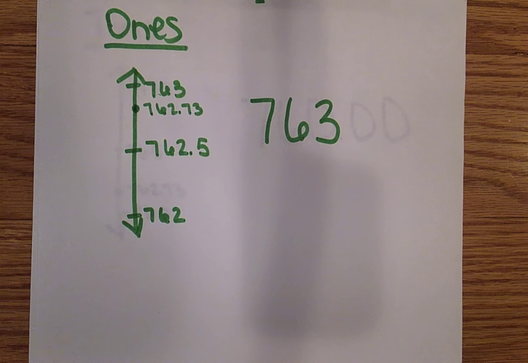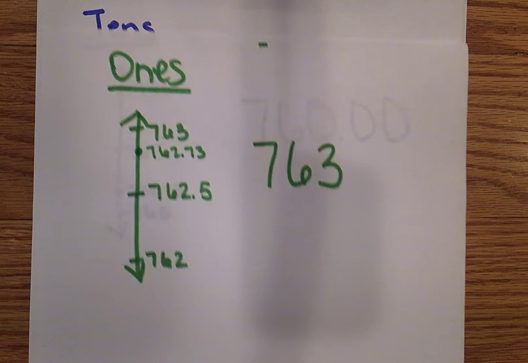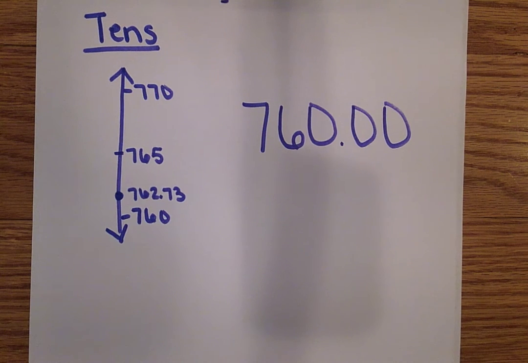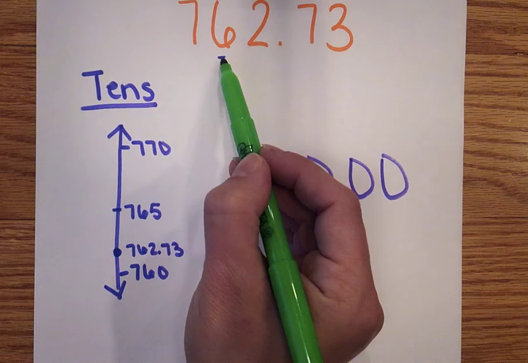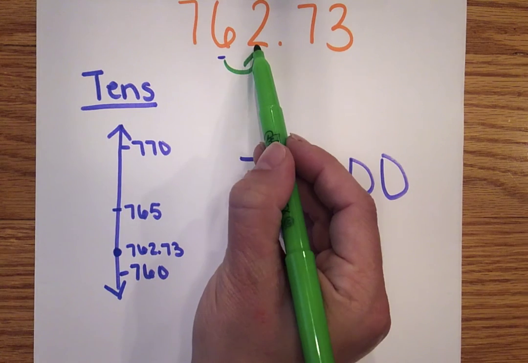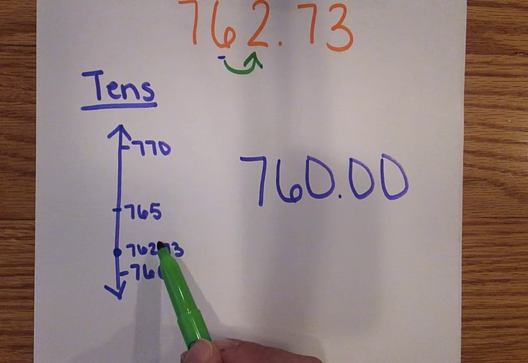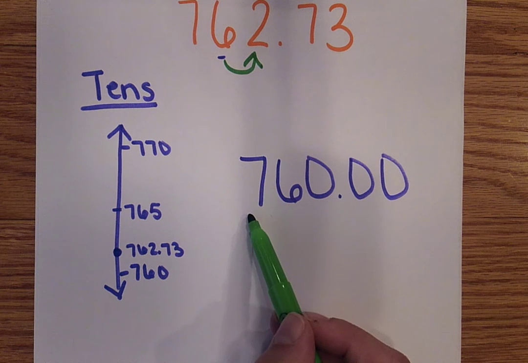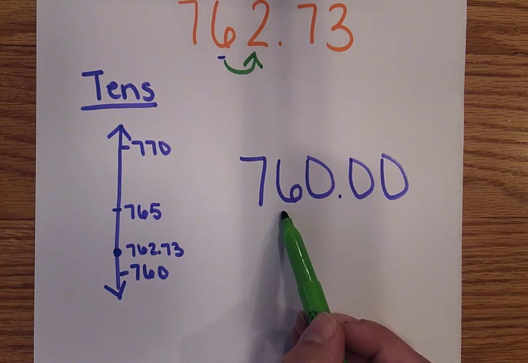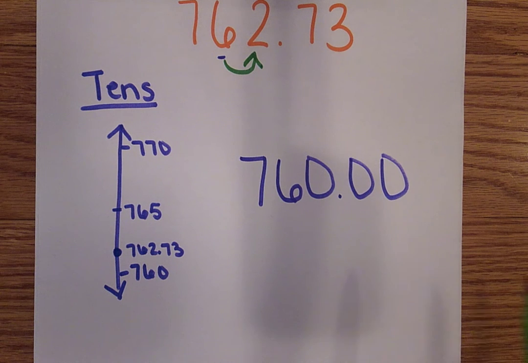So let's talk about what we noticed here. What we noticed is when I'm rounding and I look next door, if the number next door is below 5, my number actually stays the same. It doesn't round down. It actually just stays the same. Everything in front stays the same. The number gets to stay the same. And everything behind it becomes a 0.